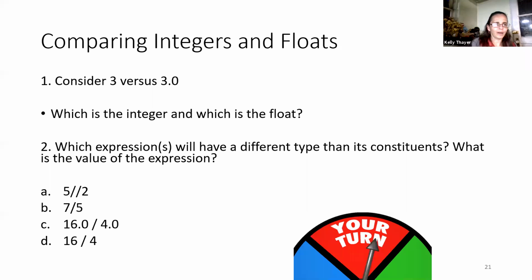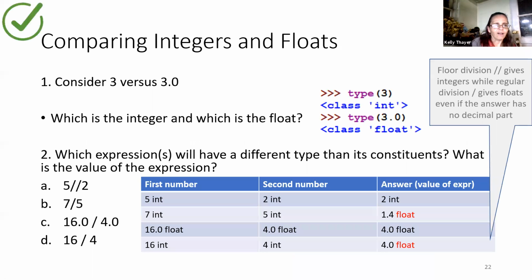All right, well, welcome back. I hope you've had a moment to look at some of these questions here. So this one is the integer, and this one is the float. Hope you got that right. Which expressions would have different type than its constituents? All right, so let's see, how did you do on these ones?